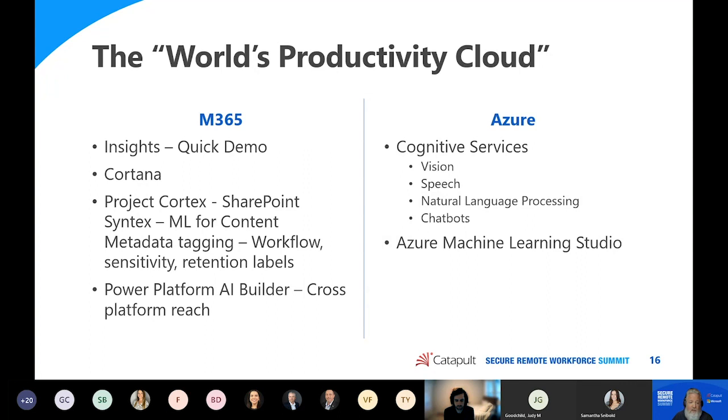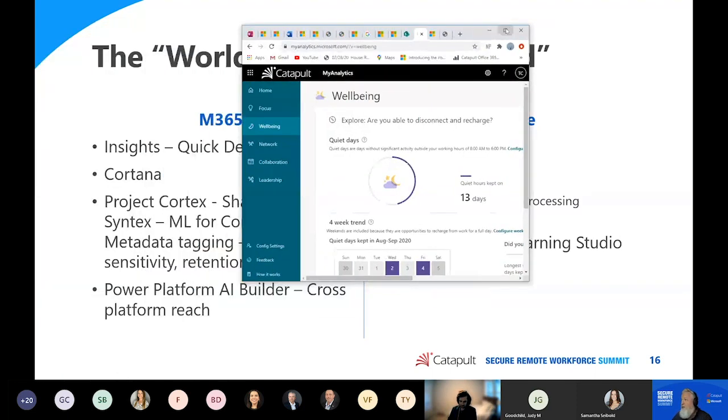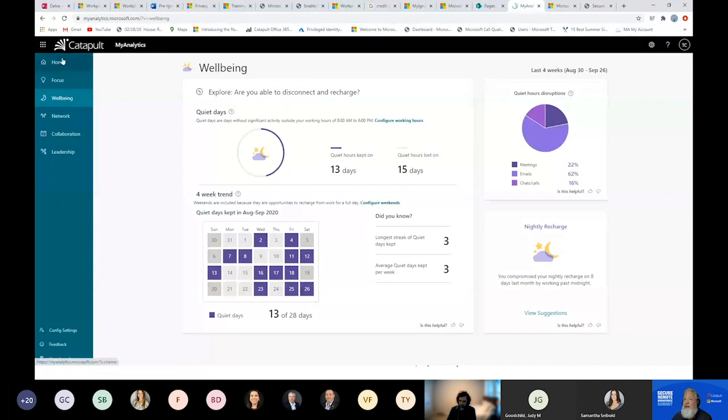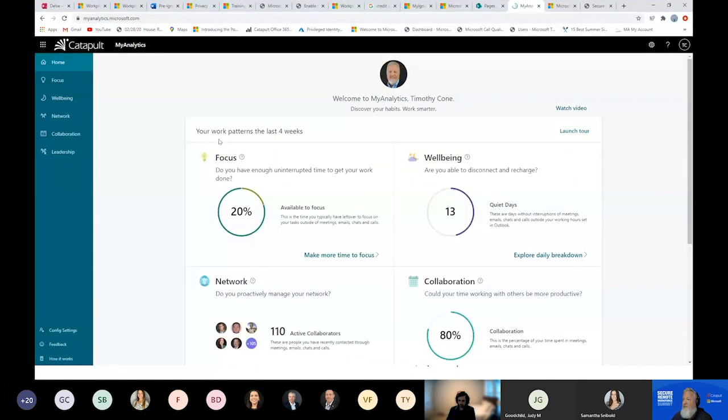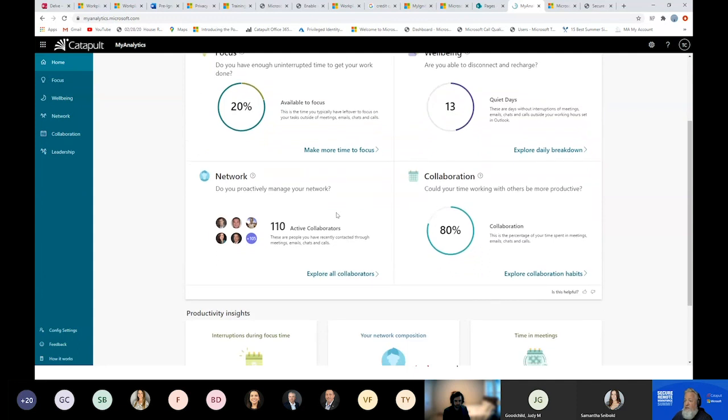And for this, I'm going to get a little vulnerable here and show you my insights, because really the key to all this is having the data, right? And so these are my insights, so please ignore my bad habits. But as we go through this, you'll see a lot of these are algorithms that have been built to say what is good and what is bad. And so things like focus and well-being and my network and my collaboration, there have been rules or algorithms created by Microsoft to bring all of this forward.